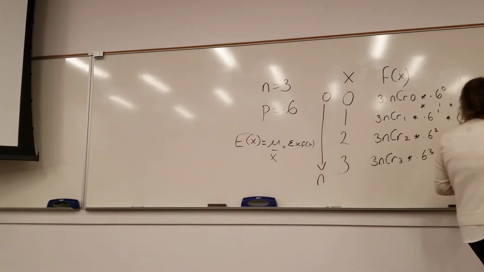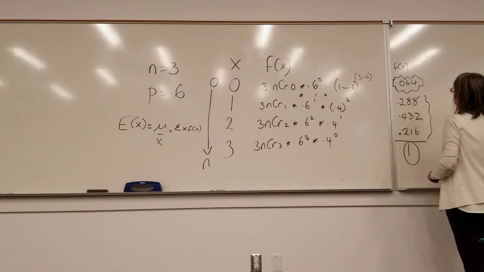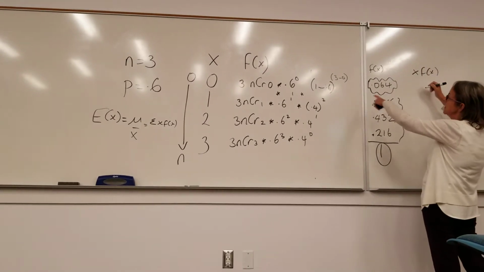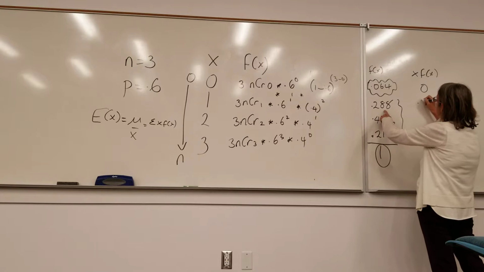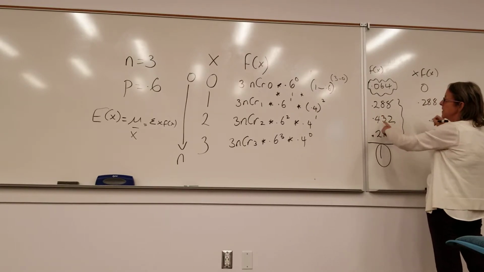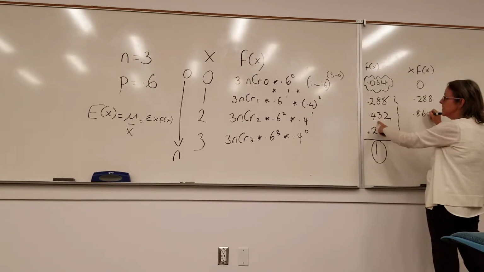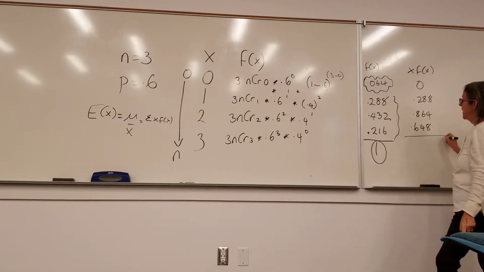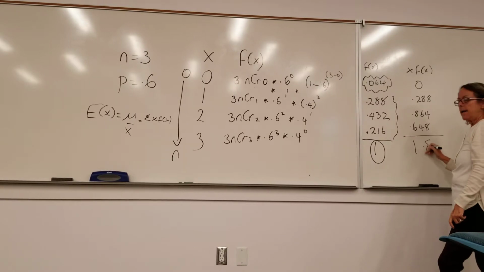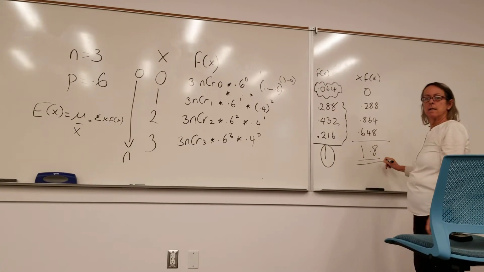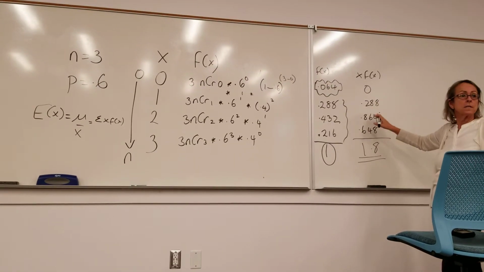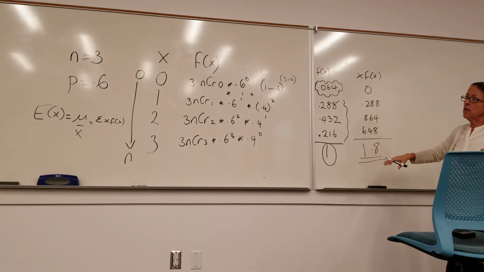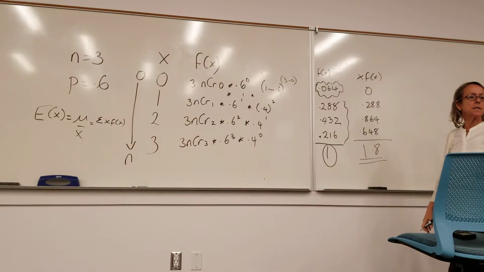So these are my f of x's. This is x times f of x. X is 0, so this is 0. This is 1 times 0.28. This is 0.864. This is 0.648. If I add this together, it adds to 1.8. This method works. That just takes a lot longer than going 3 times 0.6.